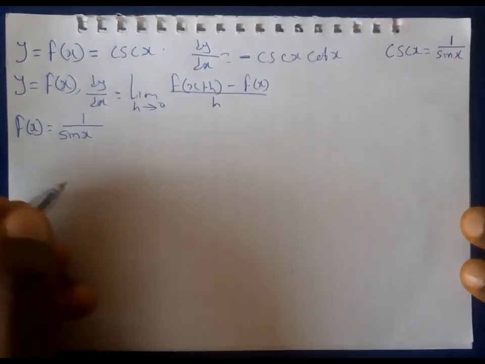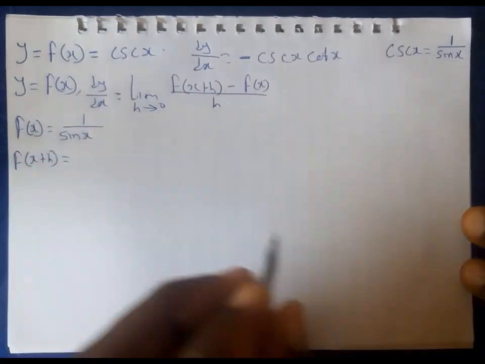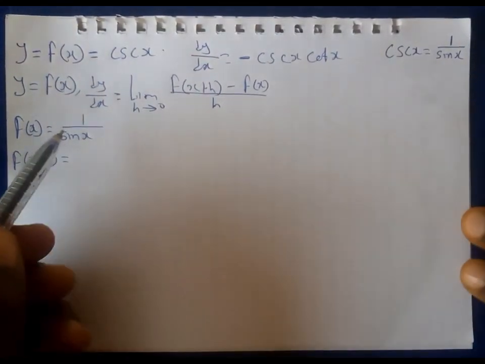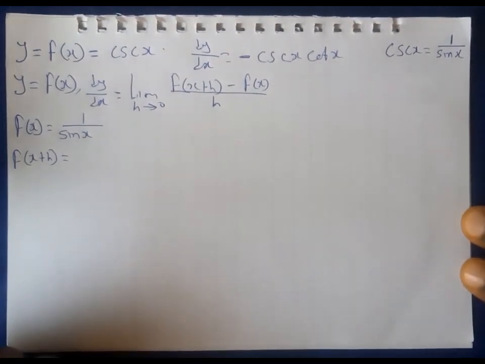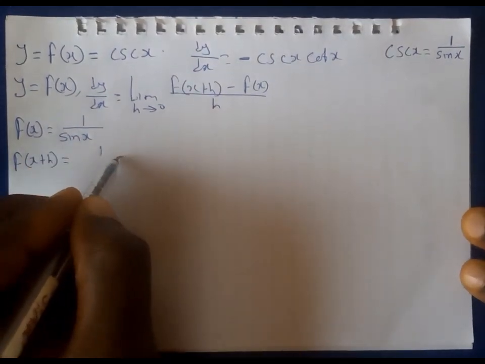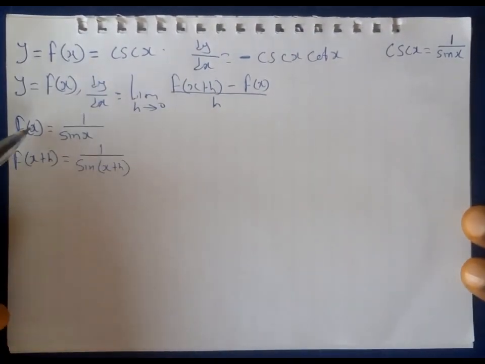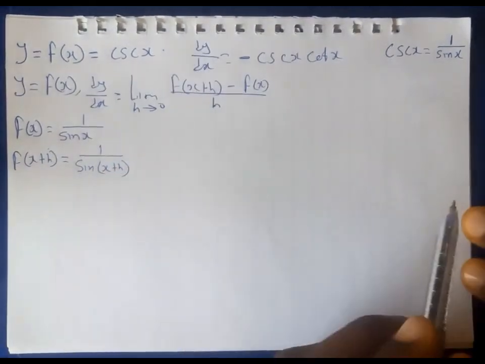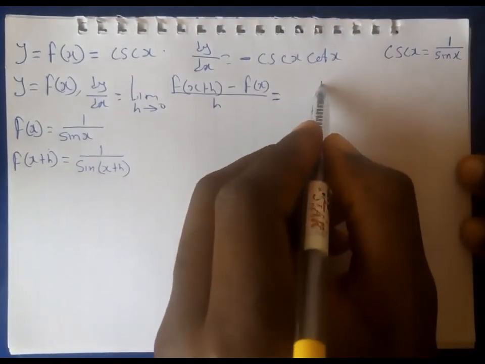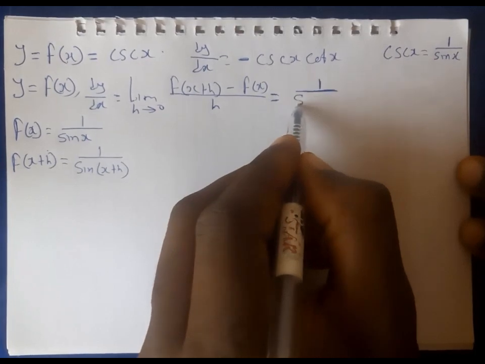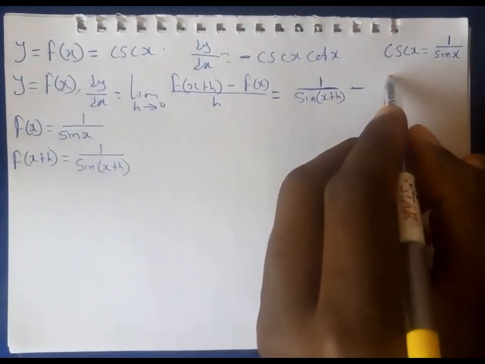Now, if f of x is 1 over sine of x, what would be f of x plus h? Well, f of x plus h means that wherever we see x in 1 over sine x, we replace it with x plus h. So therefore, here we have 1 over sine of x plus h. Now we have f of x and likewise f of x plus h. So the derivative dy/dx will be equal to 1 over sine x plus h minus f of x, which is 1 over sine x.